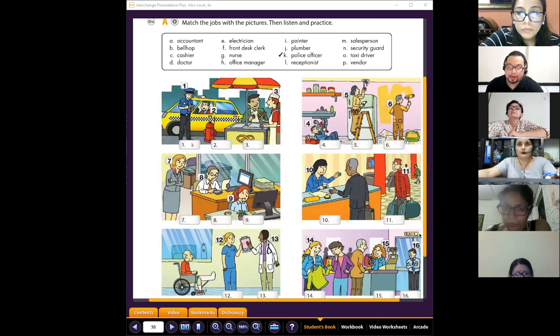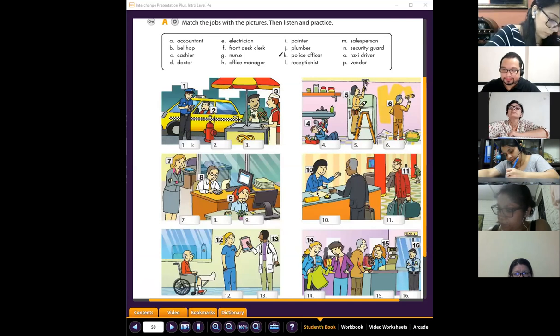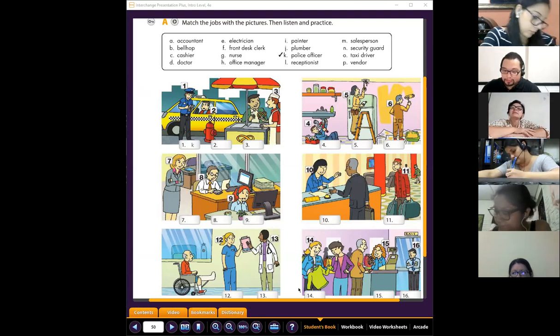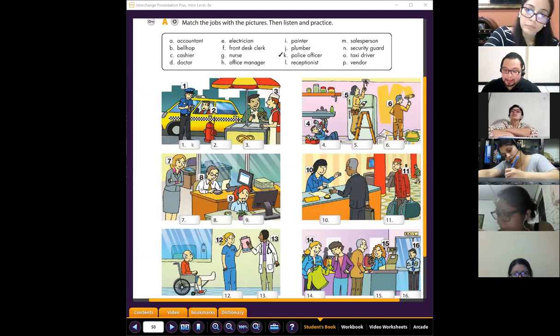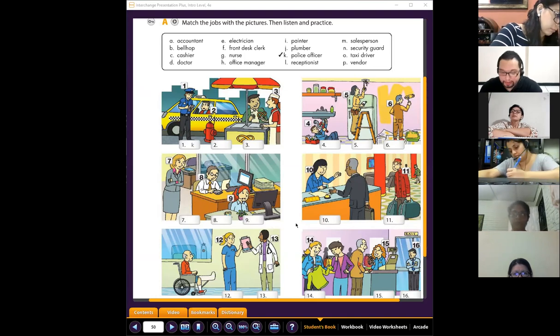Number 12. Nurse. Number 13. Doctor. Very good. Number 14. Salesperson. Number 15, excuse me. Cashier. And number 16? Security guard. Very good.